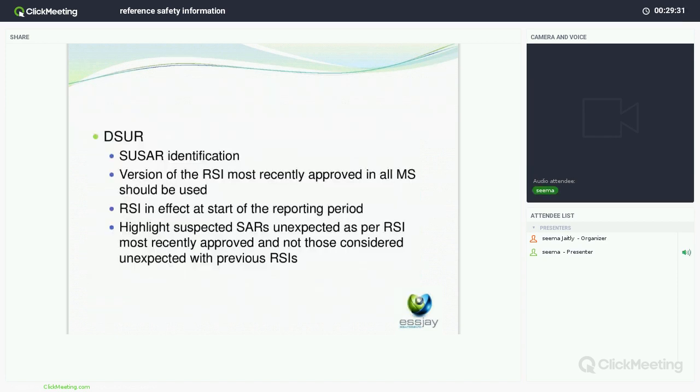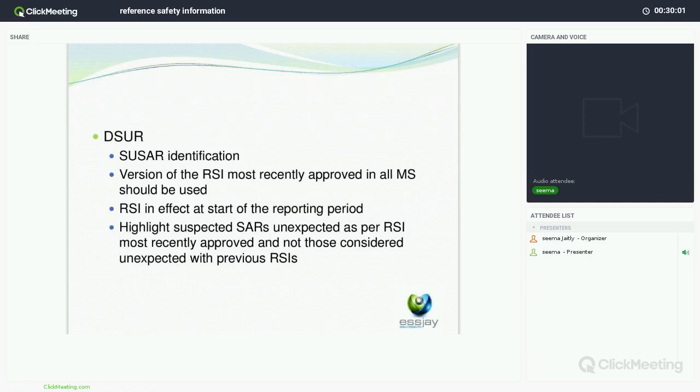So I'm just going to touch very briefly on the DSUR here, and here the reference safety information is a bit similar, I think, to the PSUR, where you're looking at identification of SUSARs, new information that you've seen in the interval setting. It gives an overview of the important safety information during the interval setting and the impact on the safety profile of the IMP, taking into account what you knew at the beginning of the period.